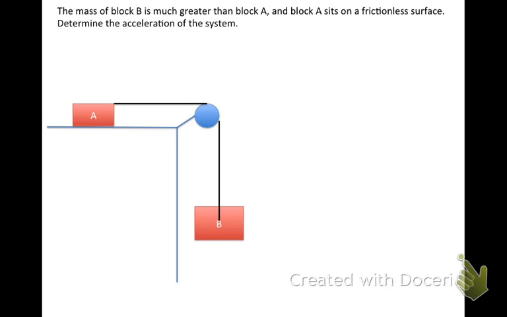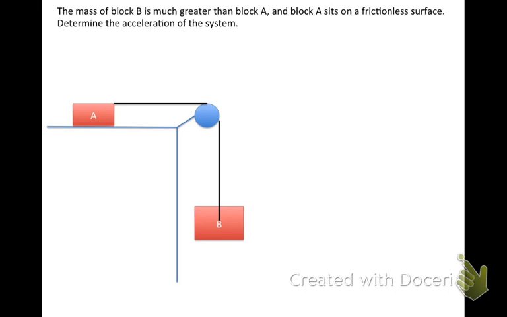So if the mass of block B is much higher, and block A also sits on a frictionless surface, we can predict the outcome of the system. The idea is that block A will begin sliding to the right as block B sinks downwards. So if we start with either block A or block B, we can start drawing free body force vectors and develop our free body diagrams.